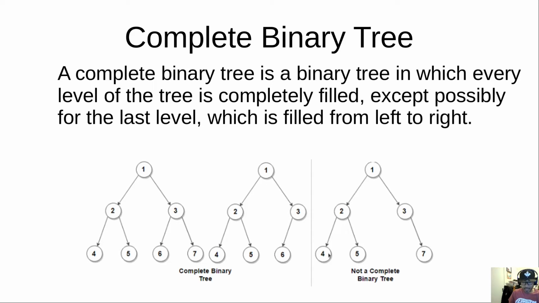4 is our leftmost node, and 7 is our rightmost node, and you can see between them there is a node missing on 3's left child, so therefore it's not a complete binary tree.